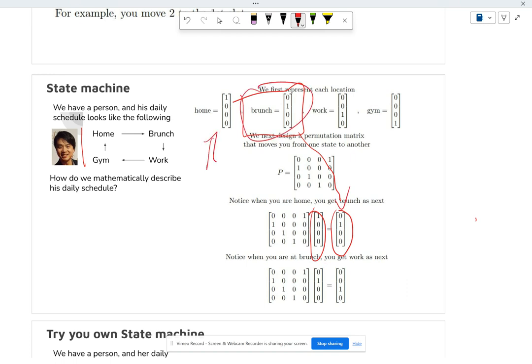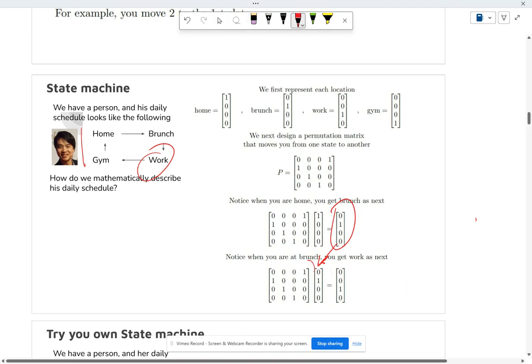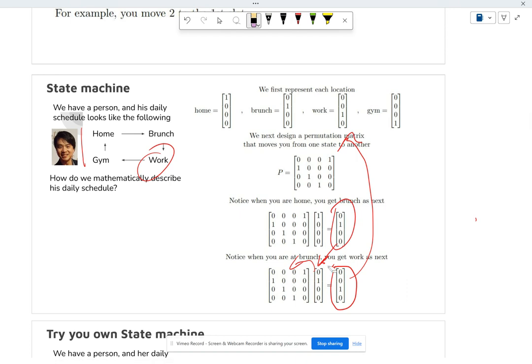So this allows me to essentially mathematically model what's happening here. I start from home, and the next one is going to give me brunch. And the next one, if I plug brunch into the same matrix again, is going to give me work. So let's take a look. Now that I'm at brunch, if I plug brunch into the function, remember we're going to treat this as a function. Notice the output is the third one, work. So I went from home to brunch to work.